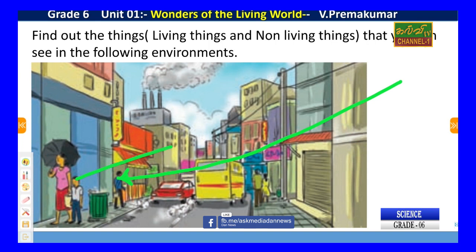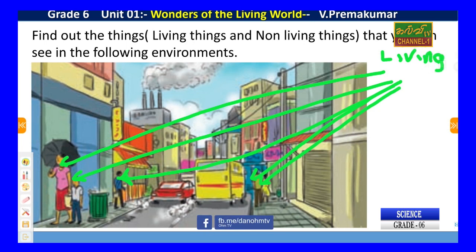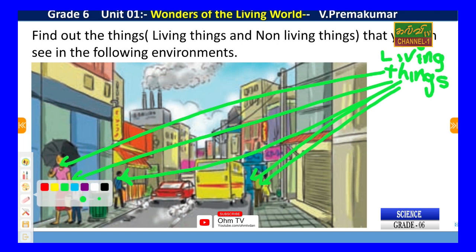Human. These are living things. This also is a human, a woman and a human. Here there are two other persons who are living things. Right? So I have marked the living things here. We can say living things. Another group is non-living things.